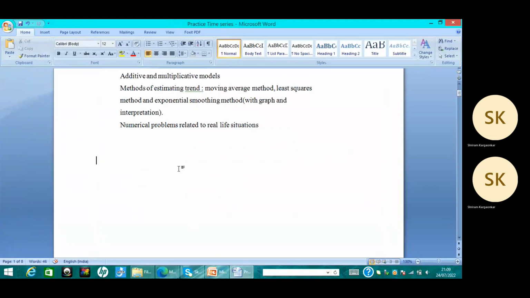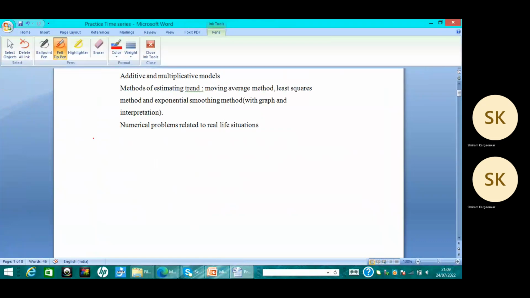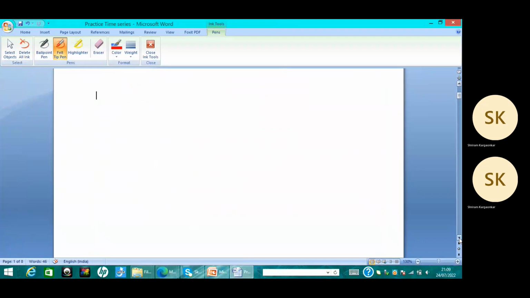Now let's come to the time series. So let's understand this, friends. Whatever we are learning in our syllabus or anywhere else, we are experiencing it in our daily life too. For example, this topic is time series. So time series, what is this? Time series is nothing but the chronological arrangement of data.